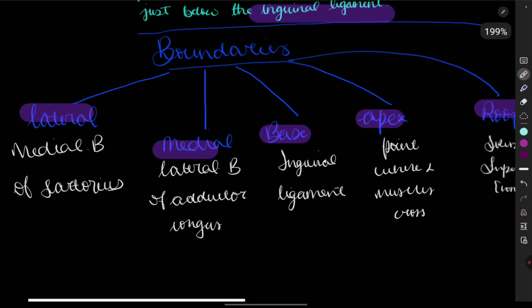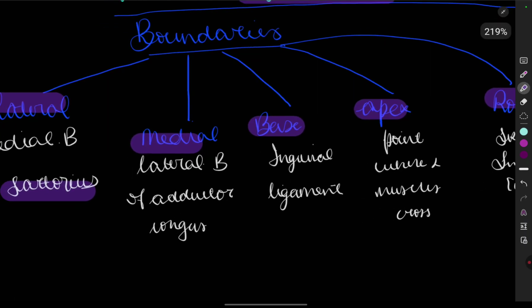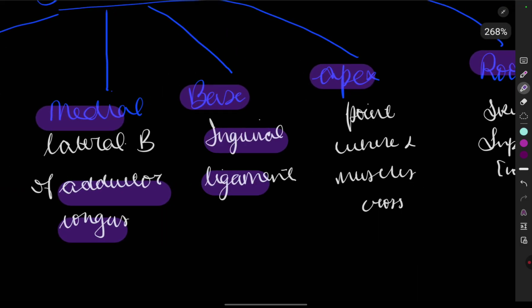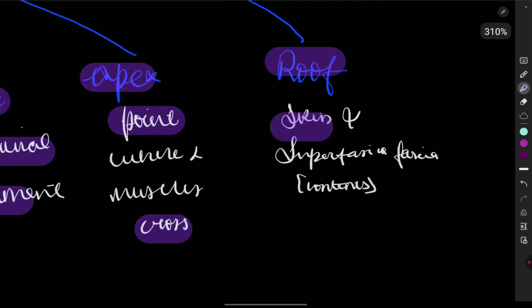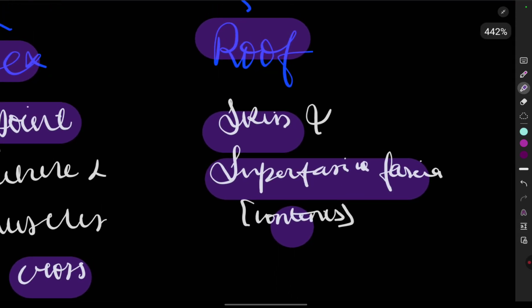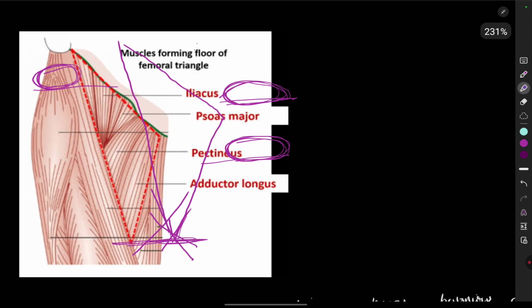So we already saw that laterally it is the medial border of the sartorius muscle, medially the lateral border of the adductor longus muscle, the base is formed by the inguinal ligament, the apex is formed by the point where the muscles cross each other, and the roof is formed by the skin and the superficial fascia and its contents. In the previous video we saw that the superficial fascia of the thigh contains cutaneous arteries, nerves, lymphatics, and vessels. If you haven't seen it, please go check that video out because it's very important.